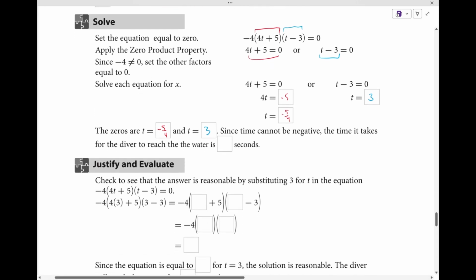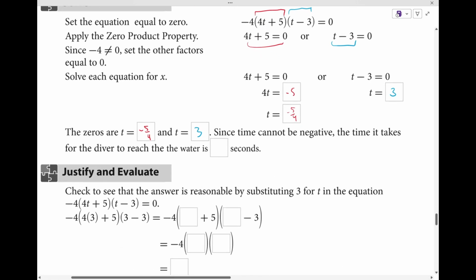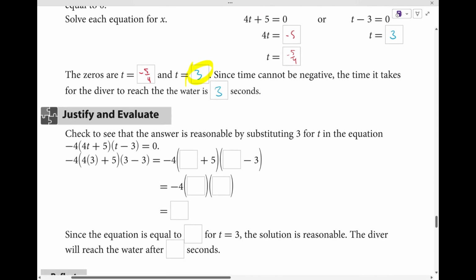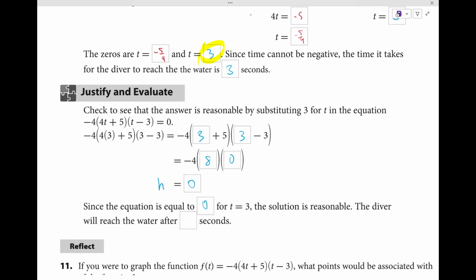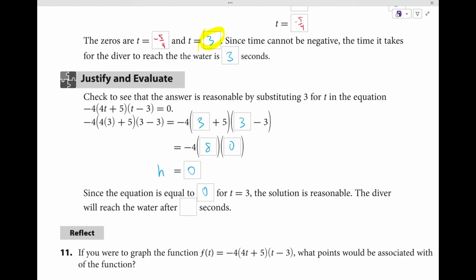Now, what's unique about real-world problems is that you have to actually think about the answers to see if it makes sense. So here, t is representing time. Since time cannot be negative, the time it takes for the diver to reach the water is just our positive answer. So in 3 seconds, the diver is going to hit the water. And then we can check to see if our answer is reasonable by plugging back into our equation to find our height. So if we plug in 3, right there and right there, I get 0. This is our height. Our height is supposed to be 0 after 3 seconds. Okay, the diver will reach the water after 3 seconds.